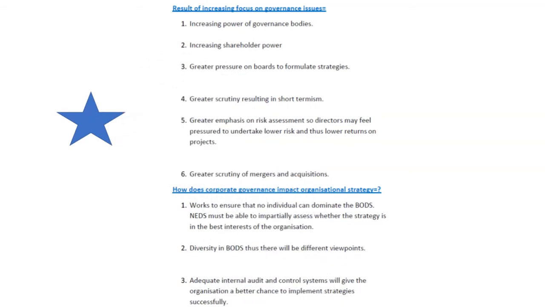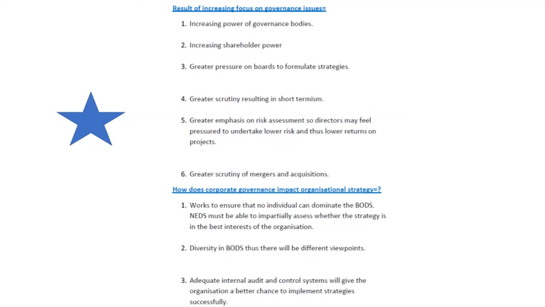So, why is there so much focus on governance nowadays? First of all, it's because of the increasing power of governance bodies. The government is giving this a lot of importance. There is greater scrutiny, there is increasing shareholder power, there is greater pressure on the board to formulate a strategy, and greater scrutiny of mergers and acquisitions. So that is why there is so much focus on governance issues.